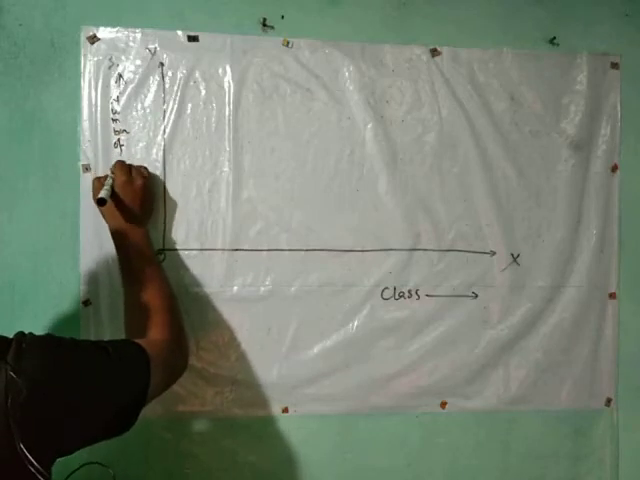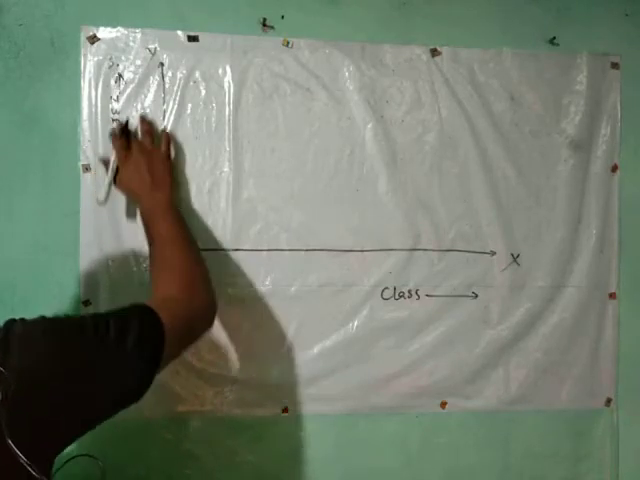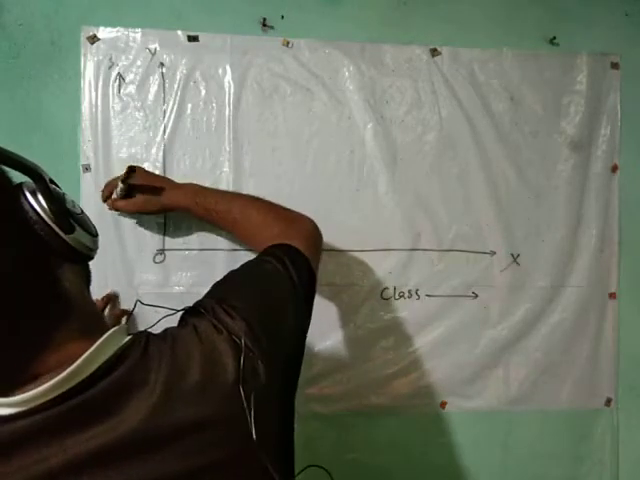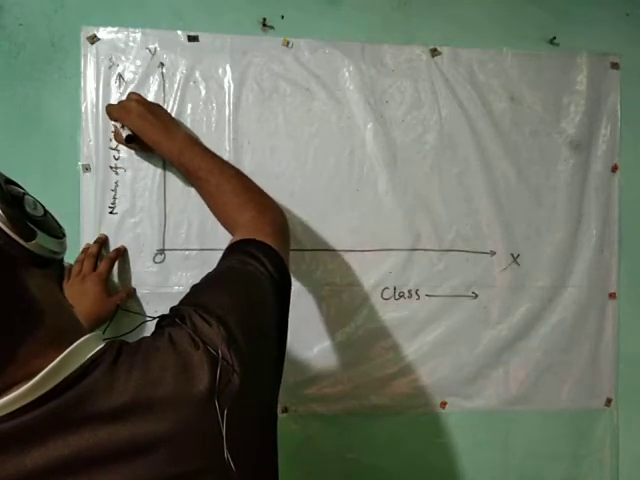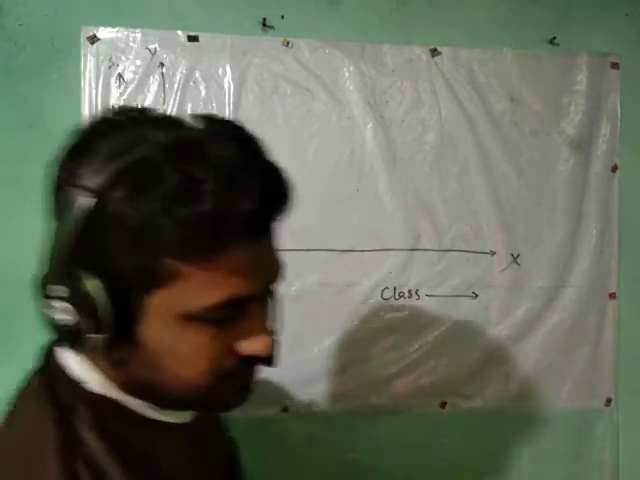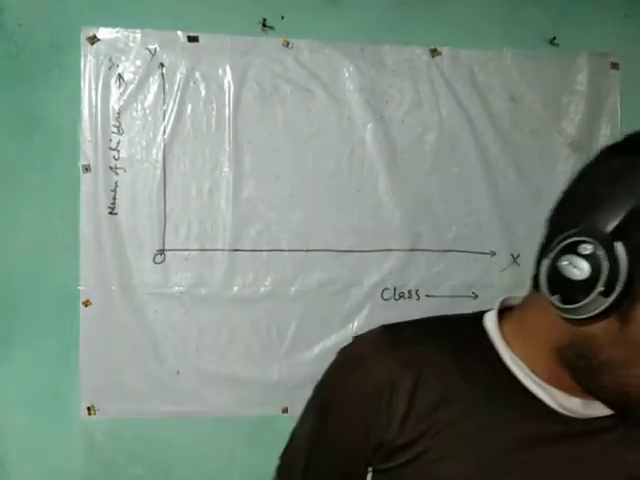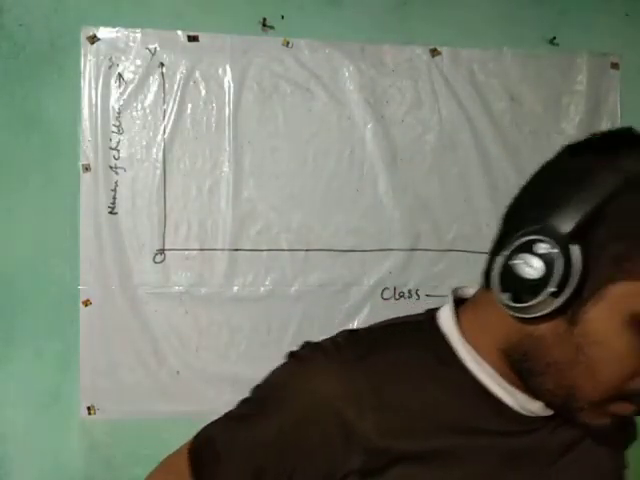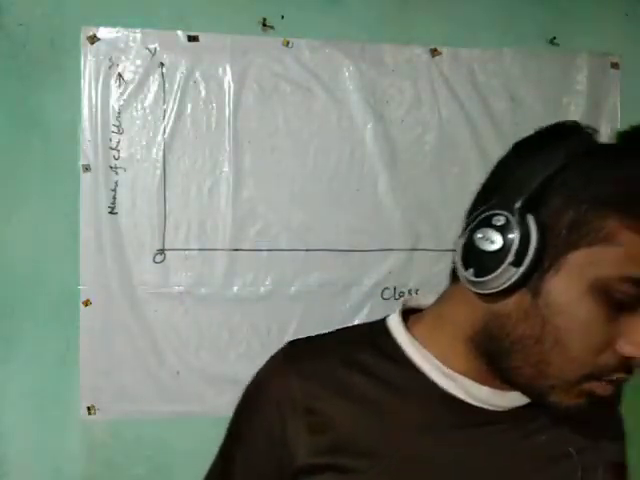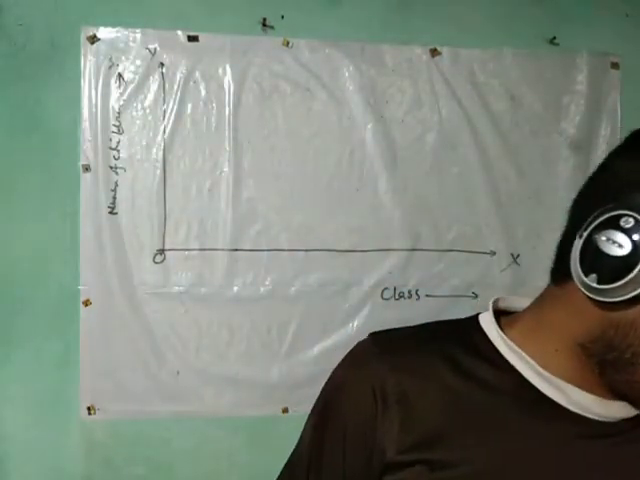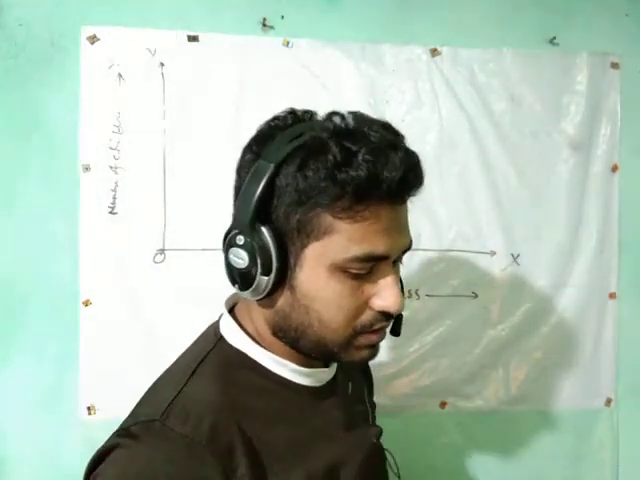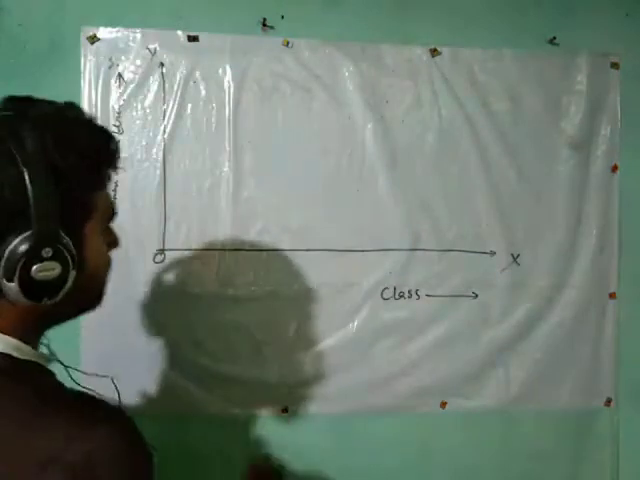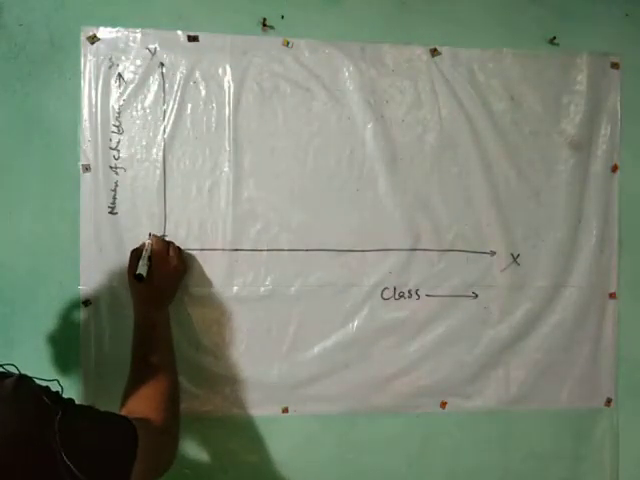Number of what? Children. Normally we don't write it like this, you can write it like this: number of children. Now the first one is 135, that means the maximum that you need to draw is 135. That means writing up to 140 will do. So your scale should be such that it goes 10, 20, 30, 40. Yes or no? So first let me do it like this.